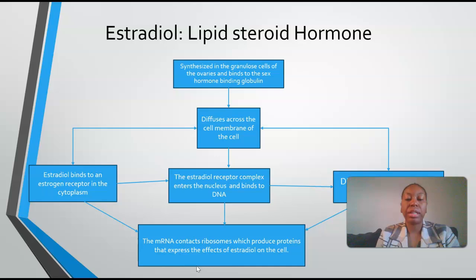Estradiol crosses the cell membrane to bind with intracellular receptors, which subsequently regulates gene transcription for protein synthesis. The estradiol receptor complex then translocates to the nucleus, where it modulates gene transcription. Estradiol binds to estrogen receptors within the cytoplasm, leading the receptor complex to enter the nucleus and attach to DNA, thereby regulating gene transcription. This process produces messenger RNA, which then interacts with ribosomes to synthesize proteins that manifest the effects of estradiol on the cell.